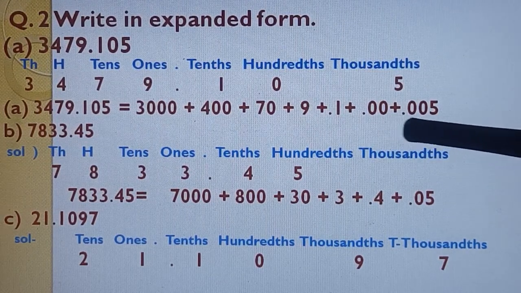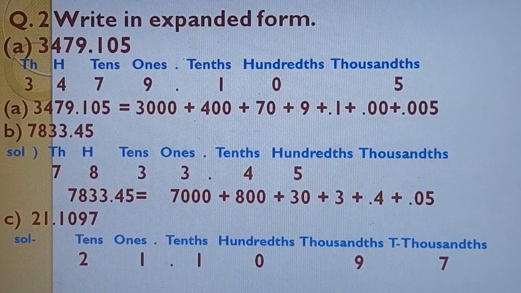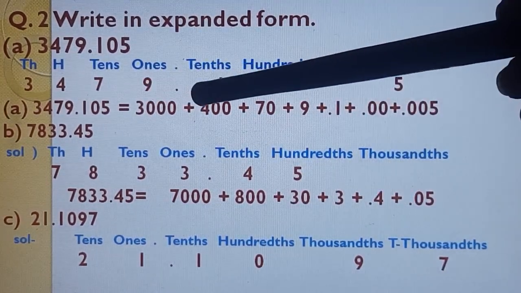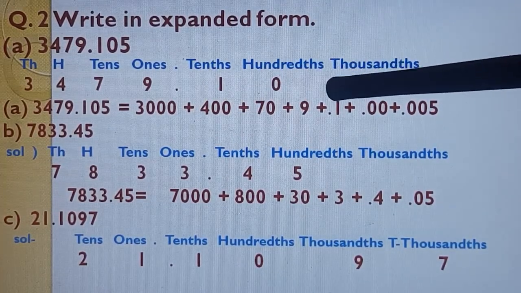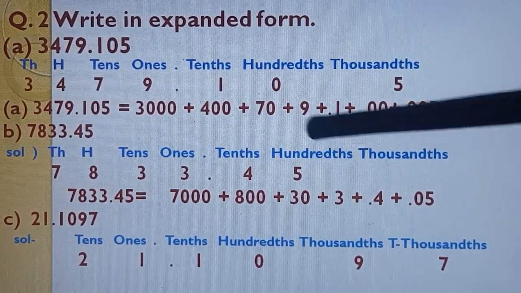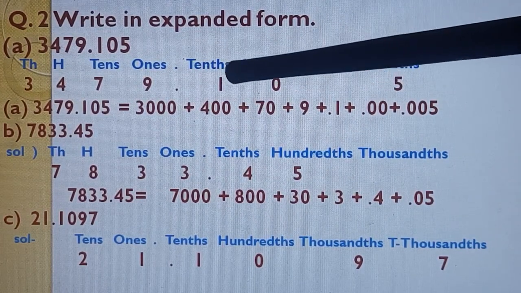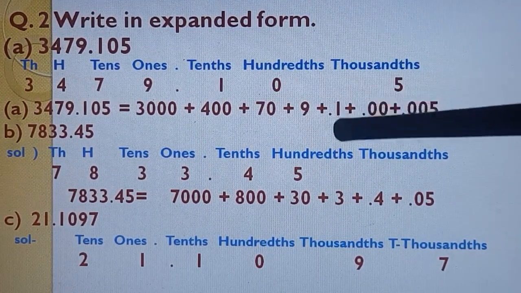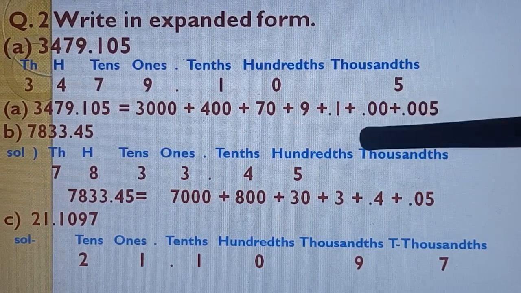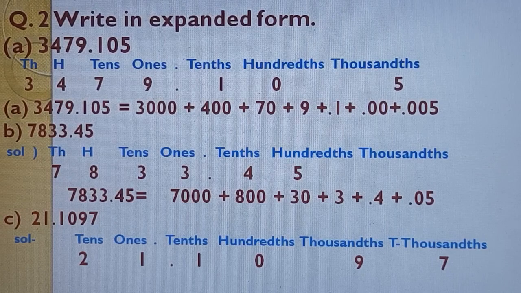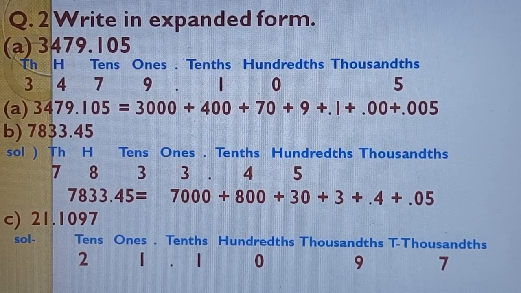So in expanded form, we will write down 3000 plus 400 plus 70 plus 9 plus decimal 1 plus decimal 00 plus decimal 005. If you want, you can write it as 3000 plus 400 plus 70 plus 9 plus 1 upon 10. 10th after decimal. 10th is here, so it is 1 upon 10. Here 0 upon 100 and here 5 upon 1000. In fraction form also you can write it down.